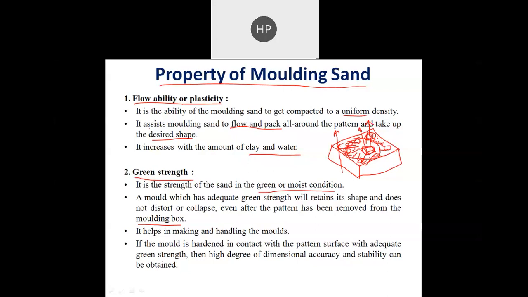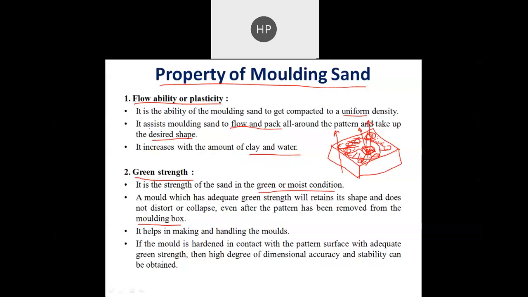And if the sand does not have enough strength, then what happens? In that hollow cavity, the sand may rust, or our desired purpose of getting a hollow cavity is not fulfilled. Okay, so what do we require? After removing the pattern, the sand all around this mold box should remain as it is. It should not deform, and that is because of the strength of the sand, which is known as green strength.